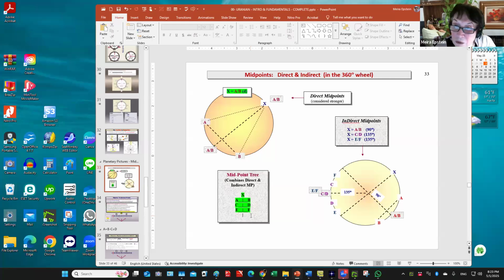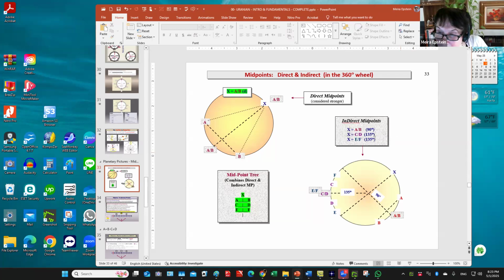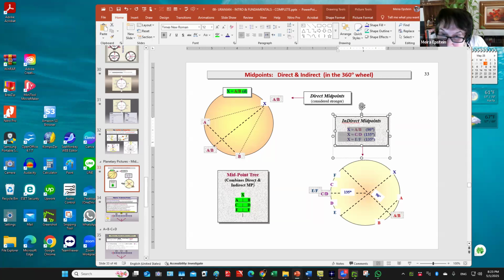Okay, so in the other text box, I have it broken down here: X equals AB, CD, EF, and so on. So the tree format is a summary of the whole thing without numbers, just showing you what falls on X. Okay, so far? Yep. That's it.